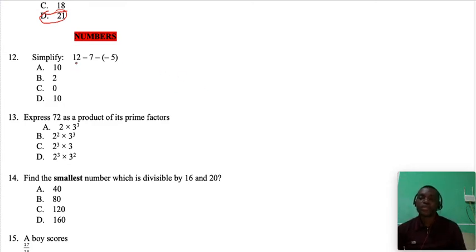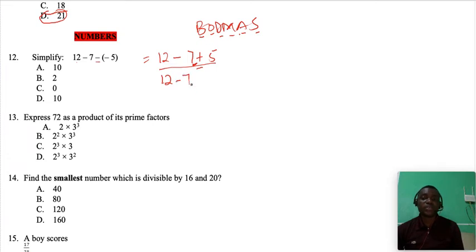We have to simplify 12 minus 7 minus minus 5. So let's do the bracket first. We get 12 minus 7 plus 5. So please make use of BODMAS: bracket, of, division, multiplication, addition, subtraction. Because it's addition and subtraction, you can do it together. So 12 minus 7 will give us 5. 5 plus 5 is 10.